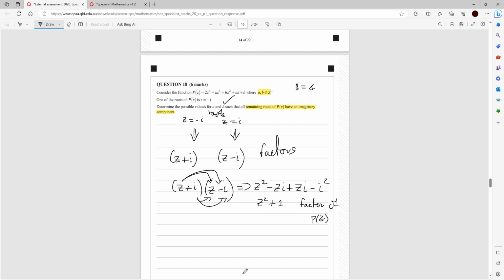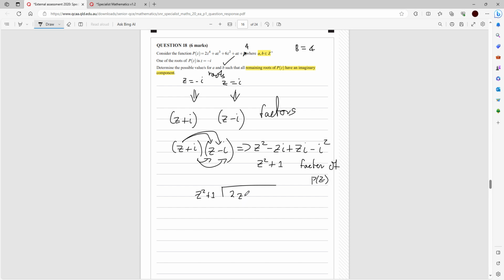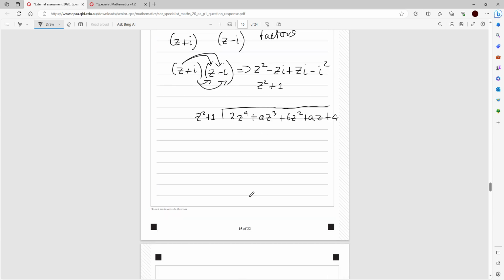So I can do long division. I can divide this into our polynomial, where I can replace this with 4 now, because I know what that is. So I write this as 2z to the 4 plus az cubed plus 6z squared plus az plus 4. Rub that out, because that's a factor. So this is going to break into an expression. It'll probably be another quadratic expression, because this is z squared, and you need to multiply by another z squared to get your z to the power of 4. So now let's do long division on this, pretty much.